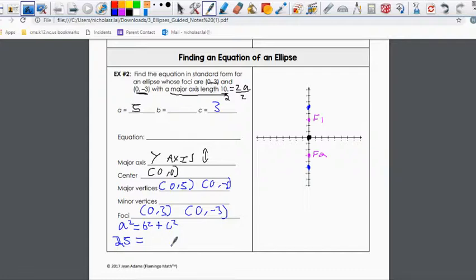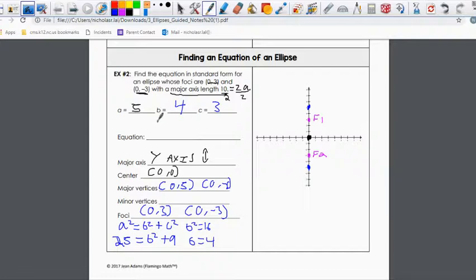B squared plus C squared. We don't know B squared, but we do know that C squared is equal to 9. So 25 is equal to B squared plus 9. B squared is equal to 16. B is equal to 4. All right, and now we have our equation.